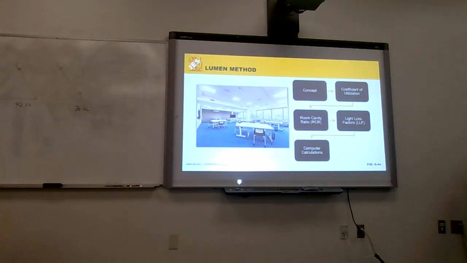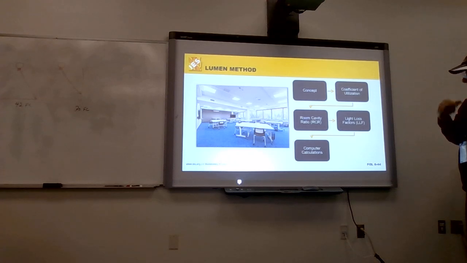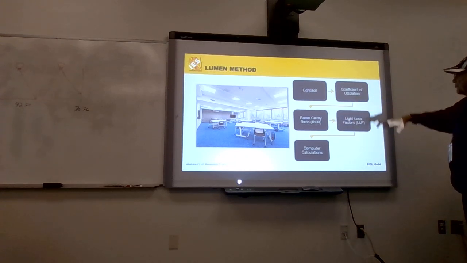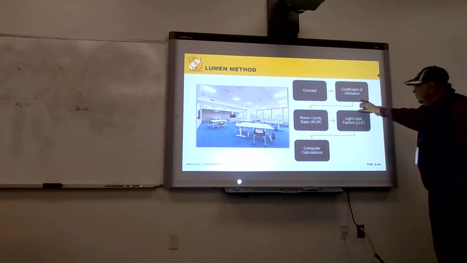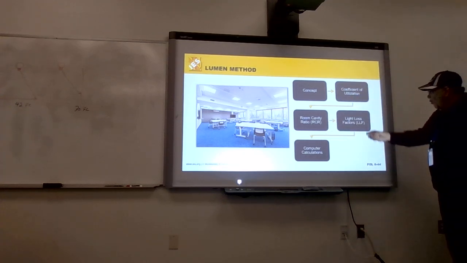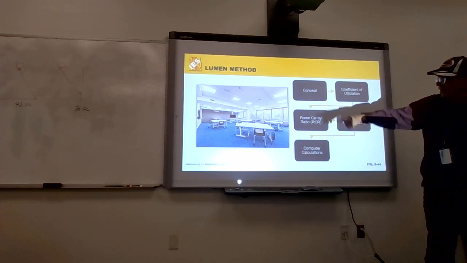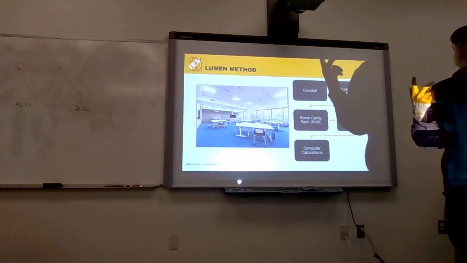Calculations are way more intense. We go from a concept. Here we have a school classroom, right? It could be a library, but it's not. And we have to determine the size of the room, the coefficient of utilization, which we'll talk about, the room cavity ratio, what light loss factors might be involved, and then we can generate either one of 2 things.